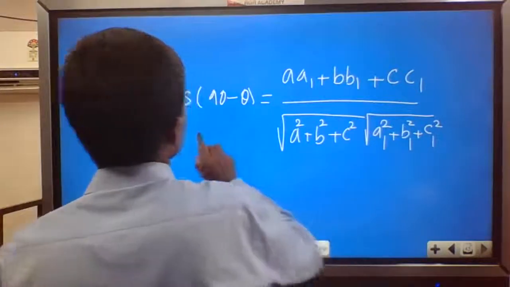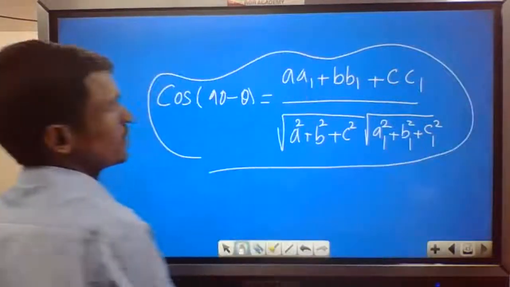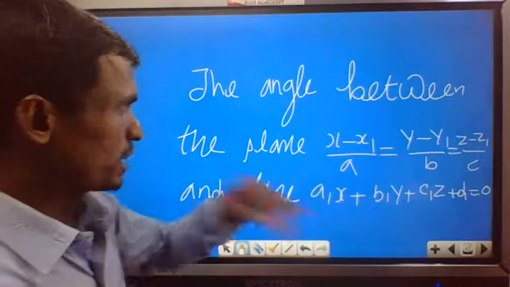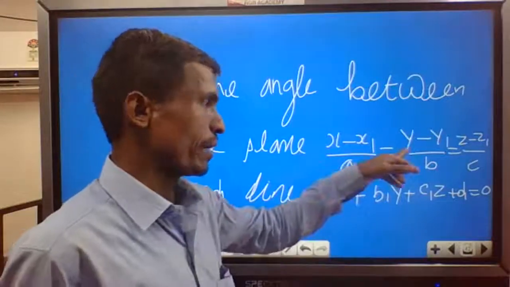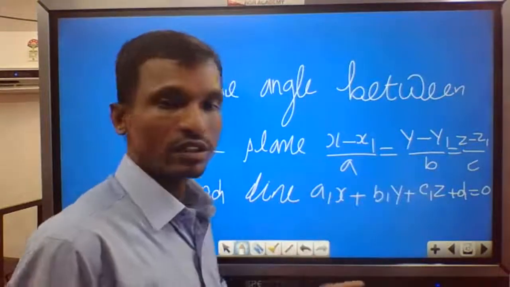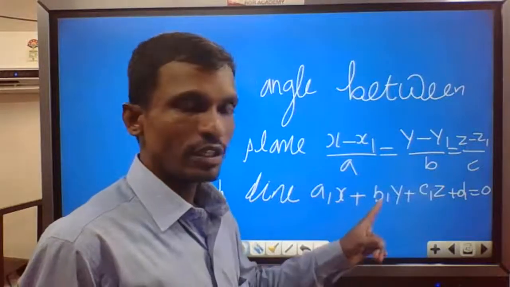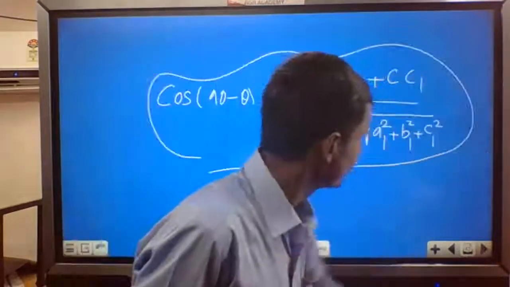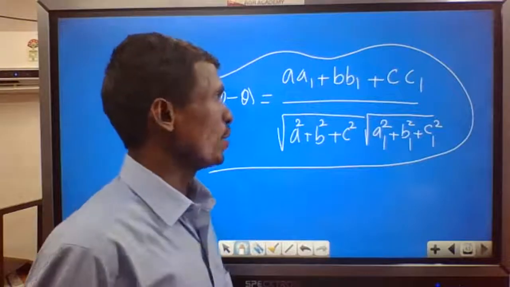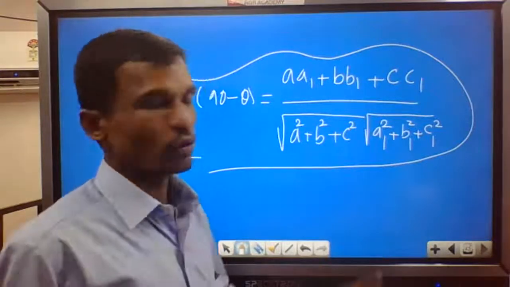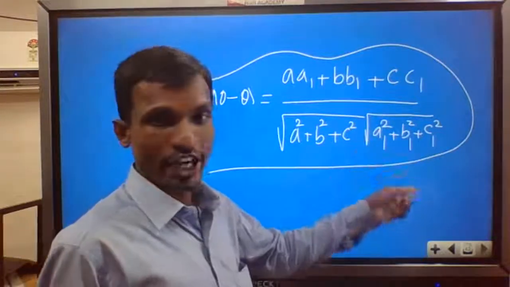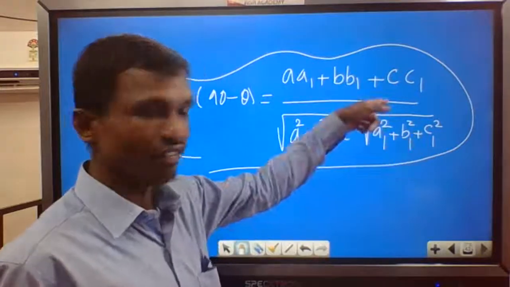The angle between the line and plane. I write the line as (x − x1)/a = (y − y1)/b = (z − z1)/c, and the plane as a1x + b1y + c1z + d = 0. Then cos(90° − θ) = (a·a1 + b·b1 + c·c1) / (√(a² + b² + c²) in terms of the line × √(a1² + b1² + c1²) in terms of the plane).